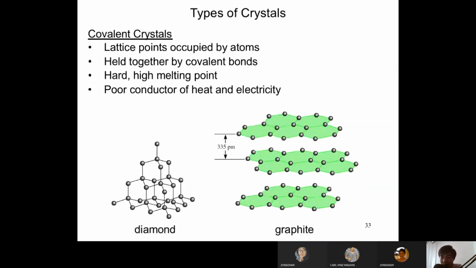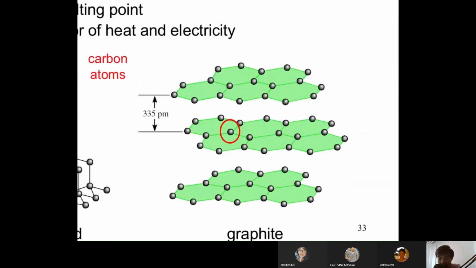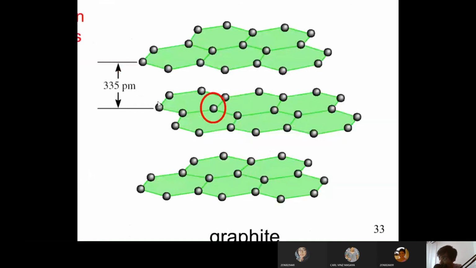So, graphite, ano example niyan? Carbon nanotubes, carbon fiber, yung mga kulay itim na carbon fiber. Puro carbon atoms lang yun. Covalent crystals tawag doon. Naka-arrange sila ng ganyan. So, you have hexagons of carbons, at naka-flat sila.